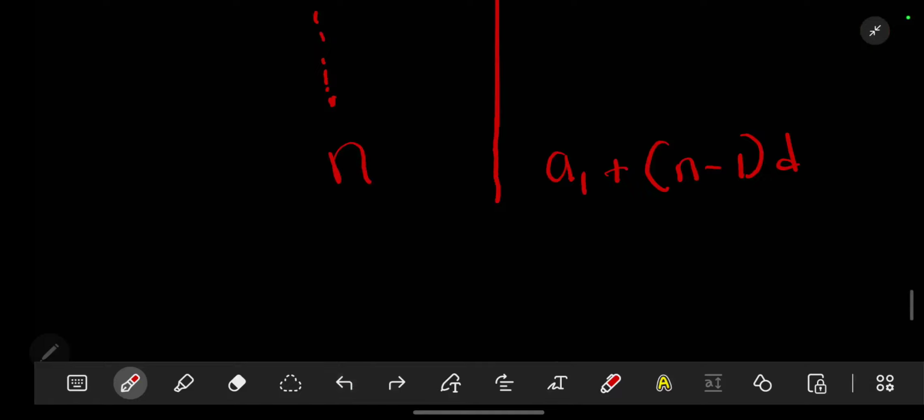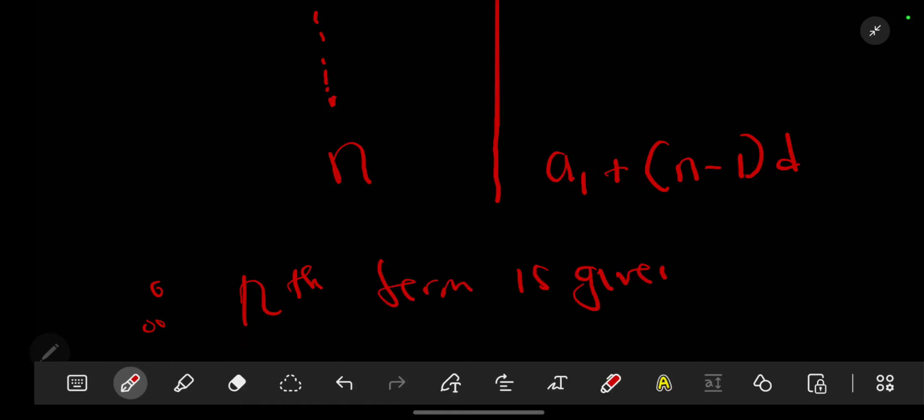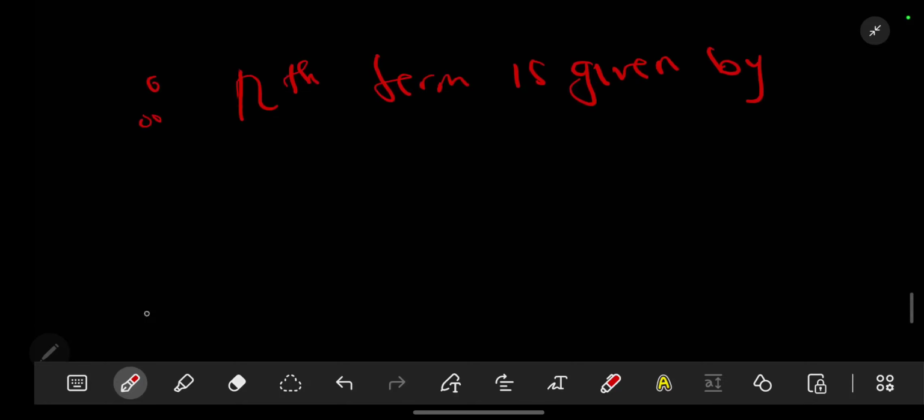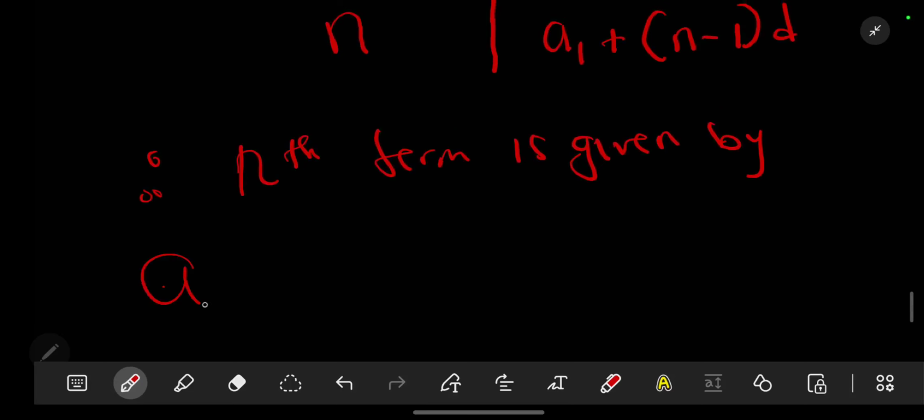So we get something equivalent to the nth term. Therefore, the nth term is given by an equals A1 plus n minus 1 times the D. So that is the formula.